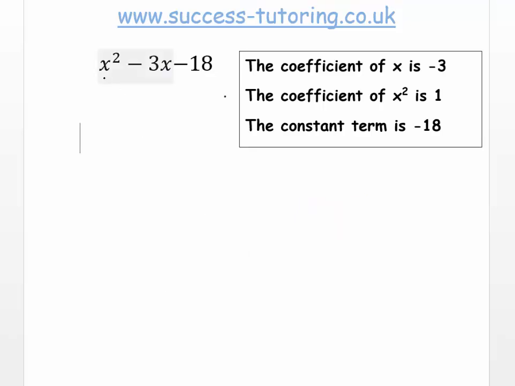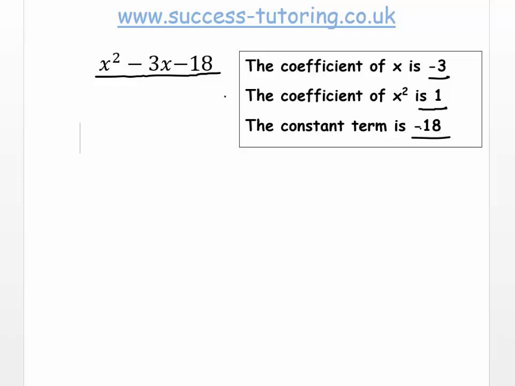Okay, next question. x squared minus 3x minus 18. Our coefficient of x is minus 3. Our coefficient of x squared is 1. Our constant term is minus 18. I'll repeat that. The coefficient of x is minus 3, the coefficient of x squared is 1, and the constant term is minus 18.